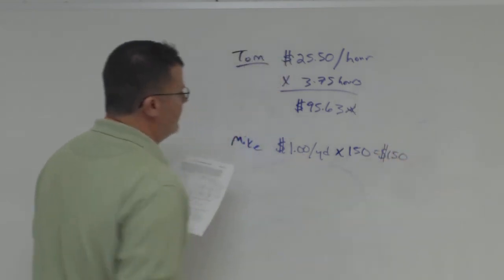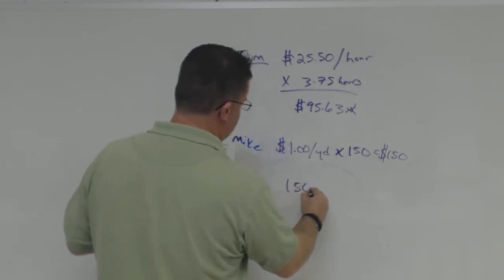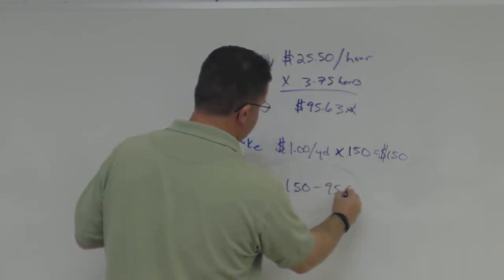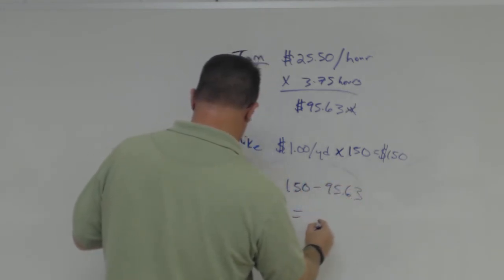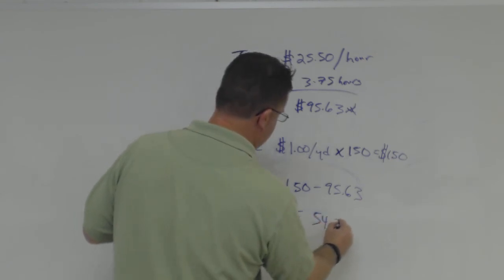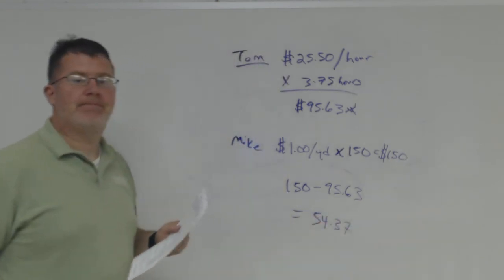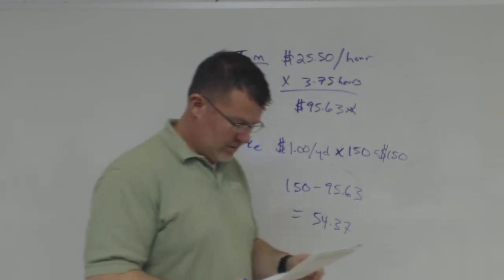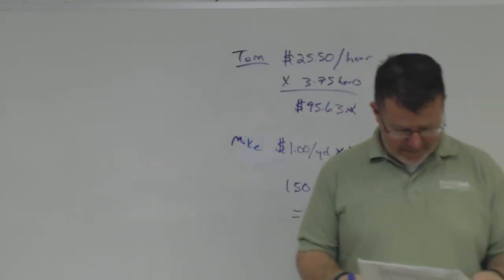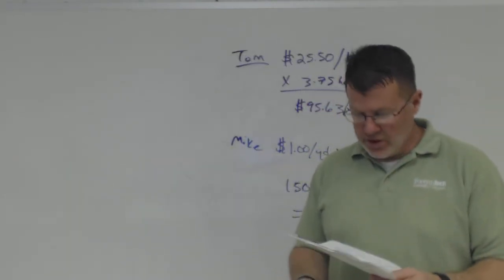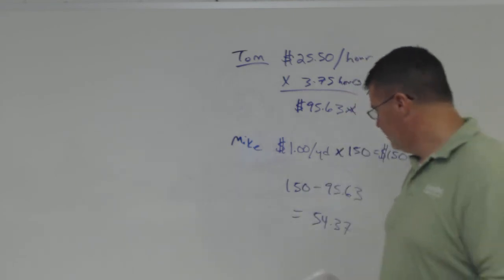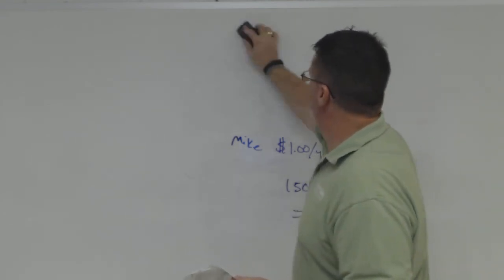He had 150, so 150 minus 95.63 equals 54.37. Questions? No questions, sir. We got it.